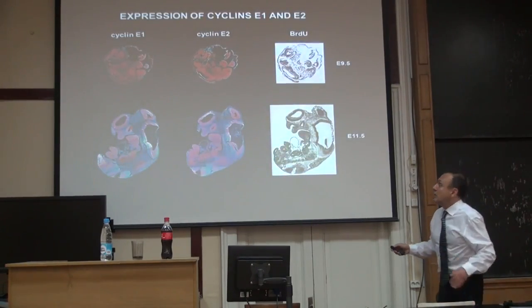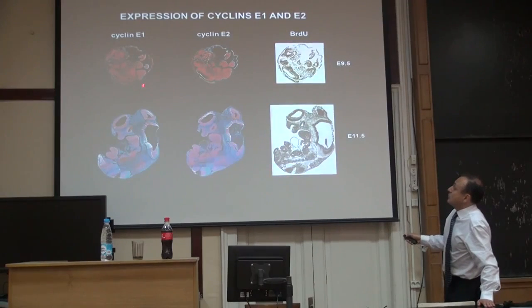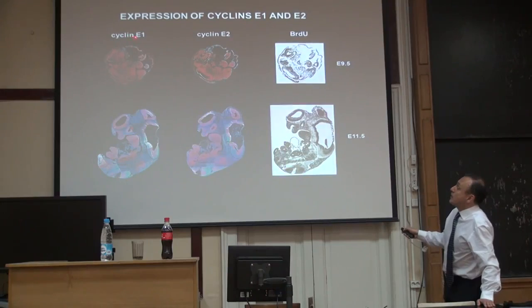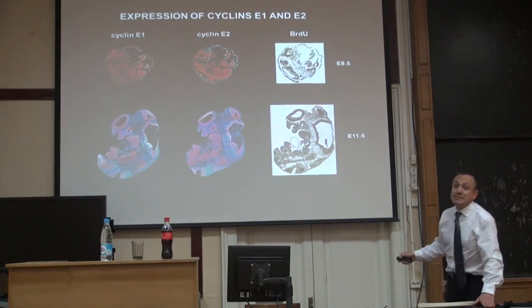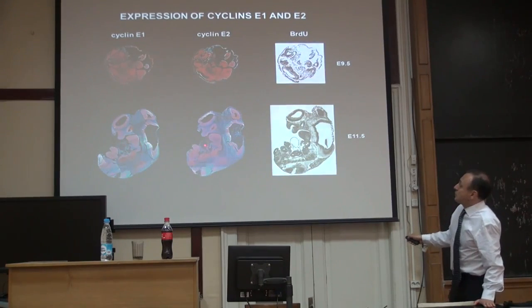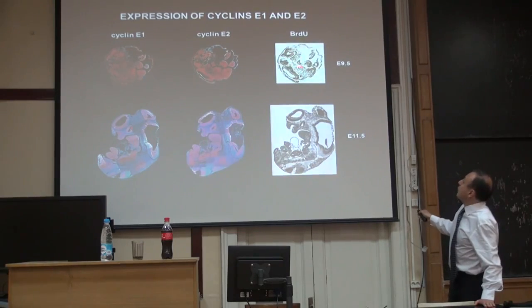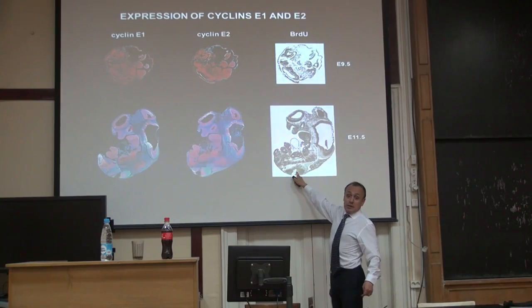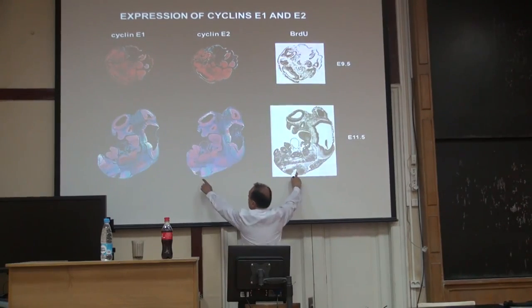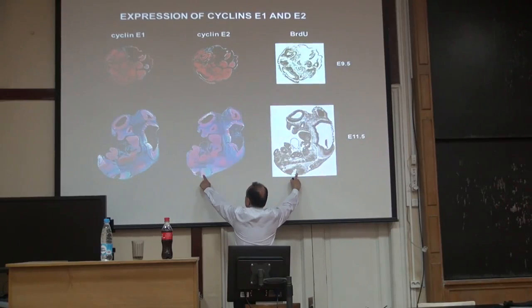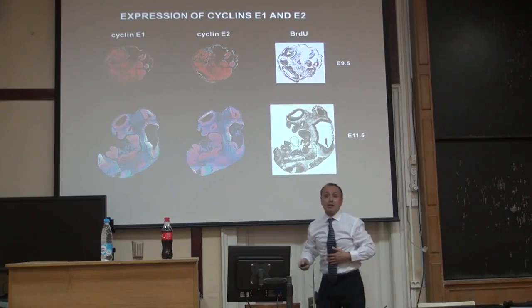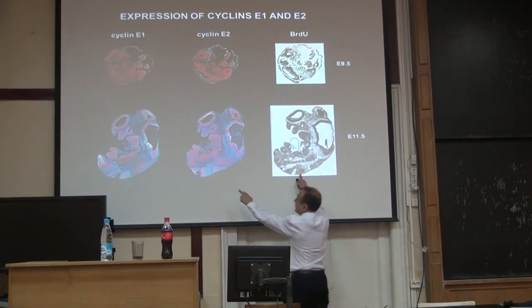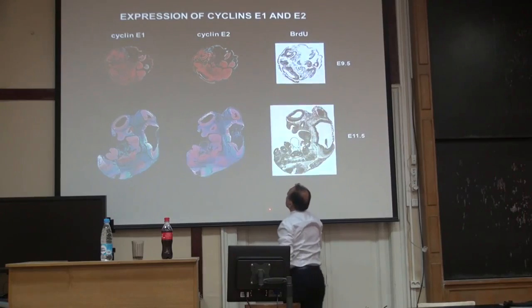If you take the embryo and look at the expression pattern of E-type cyclins with in situ hybridization, where the positive signal is in red, you will see that cyclin E1 and cyclin E2, at either day 9.5 or 11.5, are expressed exactly the same way. Red signal is positive, blue signal is just background, and this is bromodeoxyuridine incorporation, which marks proliferating cells. As you can see, every cell that is positive for BrdU, meaning that it is proliferating, is also positive for cyclin E, consistent with the notion that cyclin E is a major driver of cell proliferation.